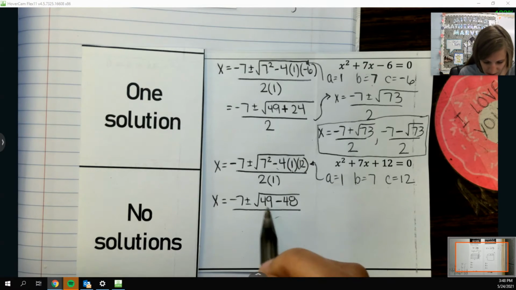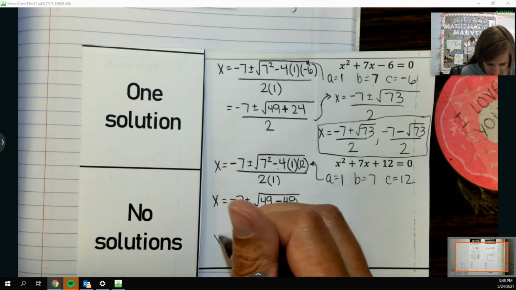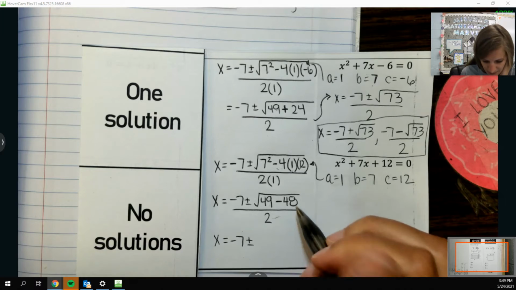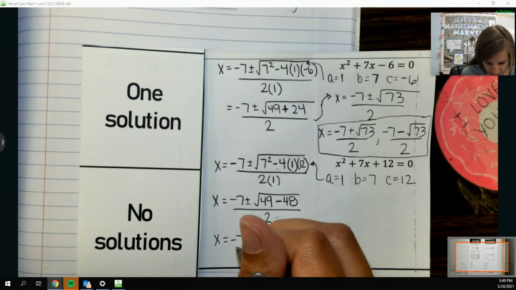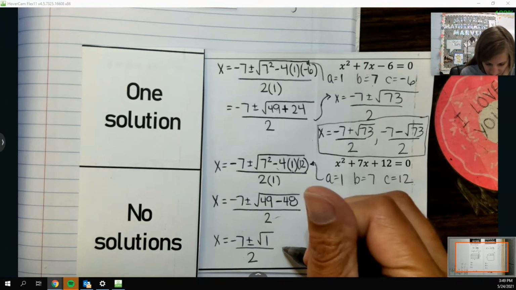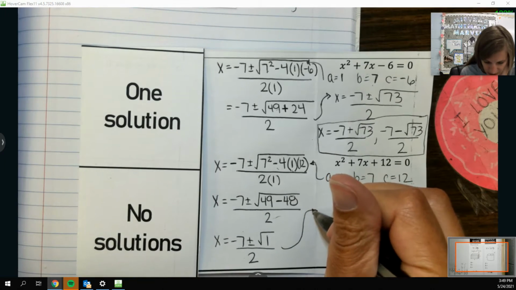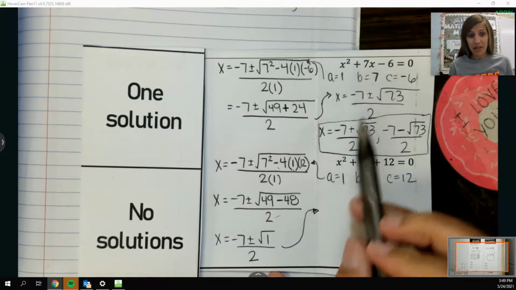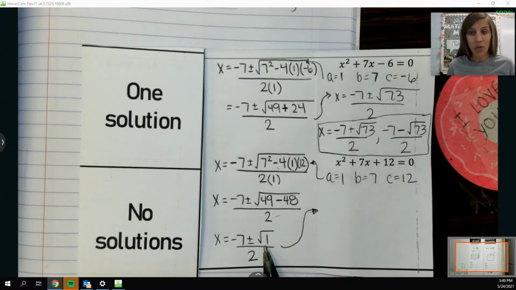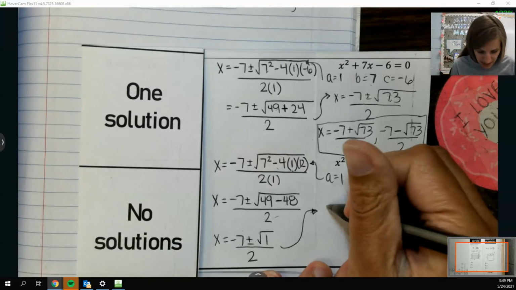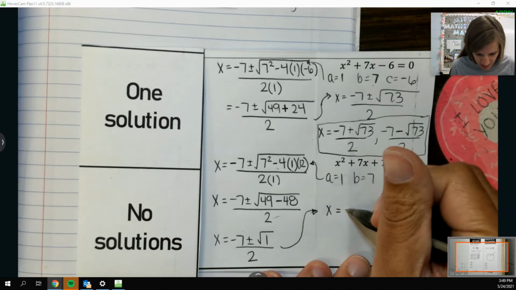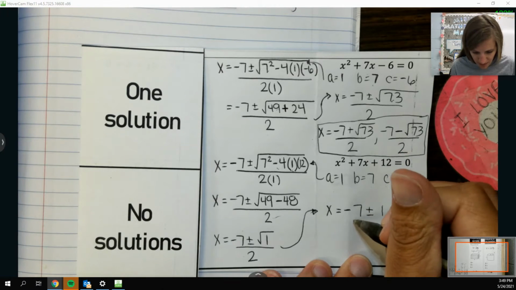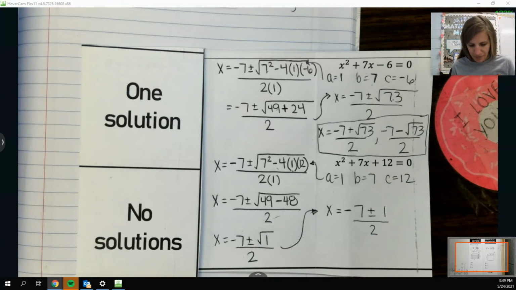Okay, so now I'm still under the square root because there's still more things I can do under there, and we're going to subtract. So 49 minus 48 is 1. And now I think I can continue because unlike the last one, I couldn't take the square root of 73. I can take the square root of 1. The square root of 1 is 1. And so we end up with x equals negative 7 plus or minus 1 over 2.